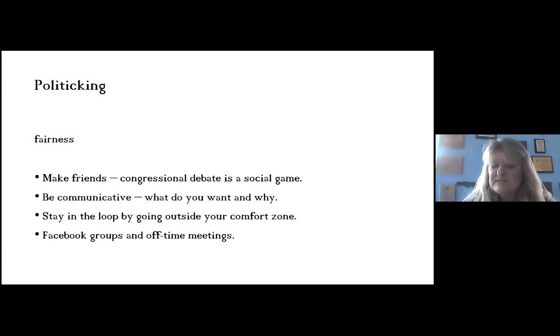Be communicative. What do you want? Why do you want it? Stay in the loop by going outside of your comfort zone. Go talk to people that you would not normally go up and talk to. Learn to extend your hand and shake hands, if we can ever do that again. Go to the Facebook groups. Go to the off-time meetings. Have lunch with people that you don't normally interact with. Those are all things that people do in real life to develop their careers. Congress is no exception.